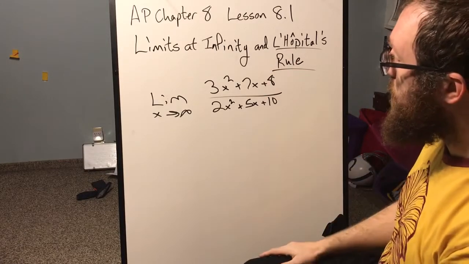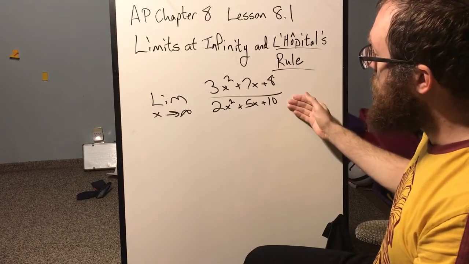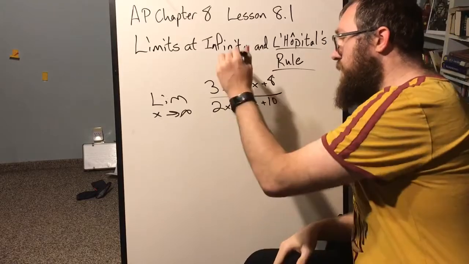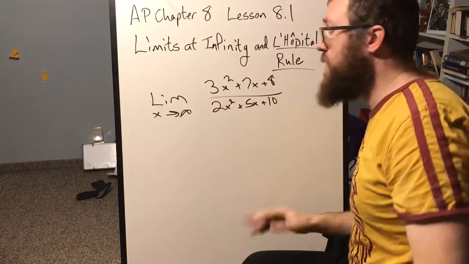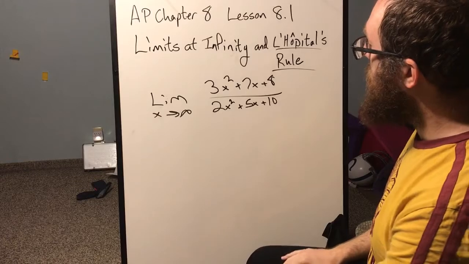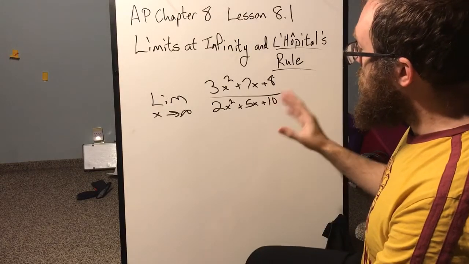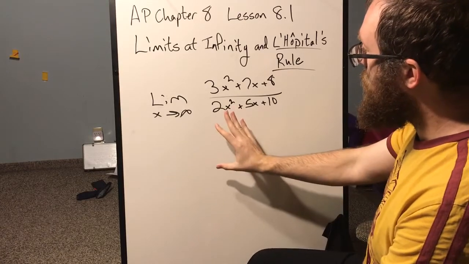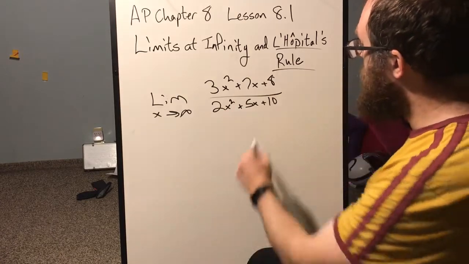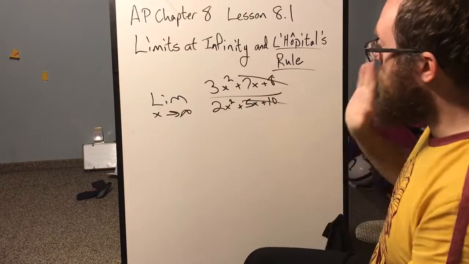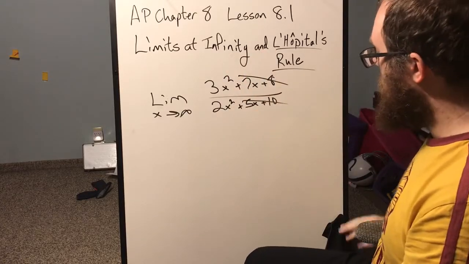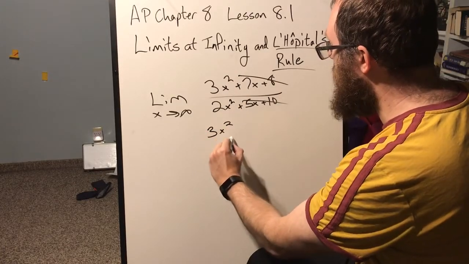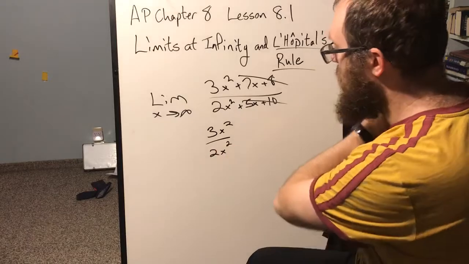What L'Hopital says is if the top and the bottom are in perfect balance power-wise, in other words, the degree of both is the same, the highest exponent is the same, what you need to do is take everything but the monomial with the highest power, your degree monomial, and just get rid of it. None of that will affect the problem at all. So we just get rid of it and we isolate the other two pieces: 3x squared over 2x squared.